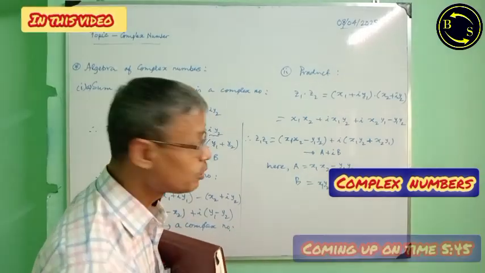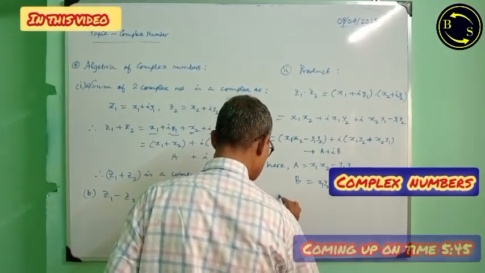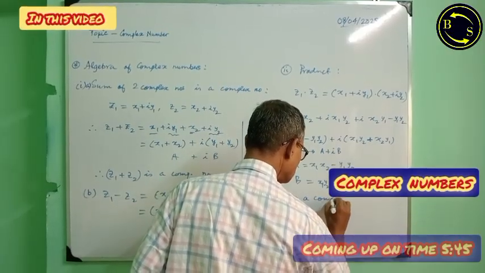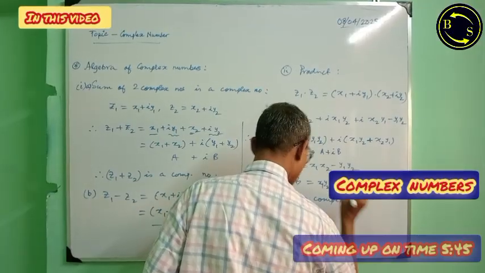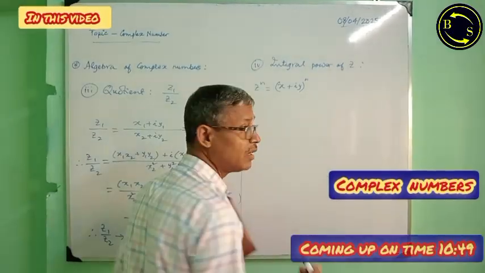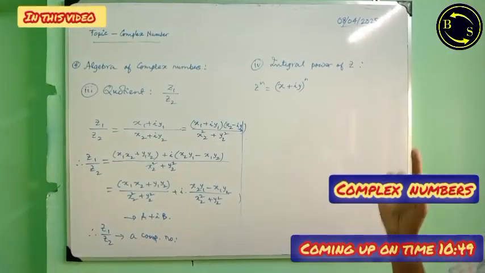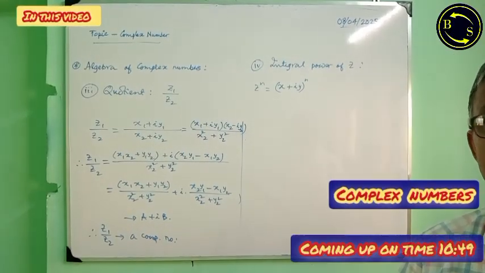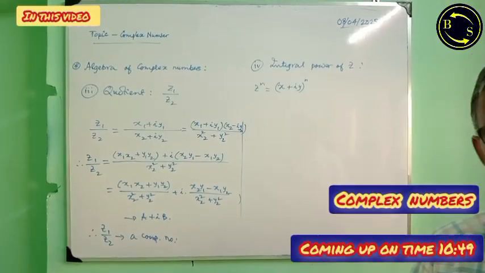Therefore, product is also a complex number. Therefore, Z1 Z2 is a complex number. We can easily verify that by taking n as 2 and 3. After calculating, we will see that the result will be a complex number.